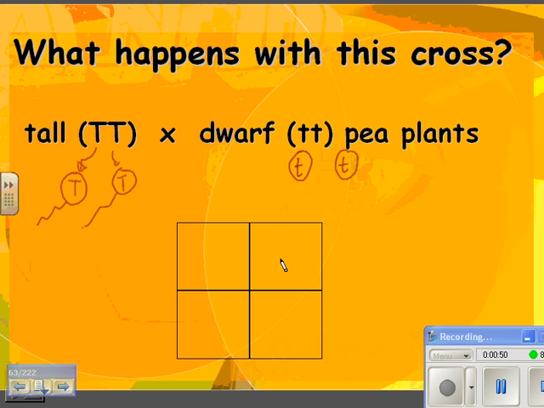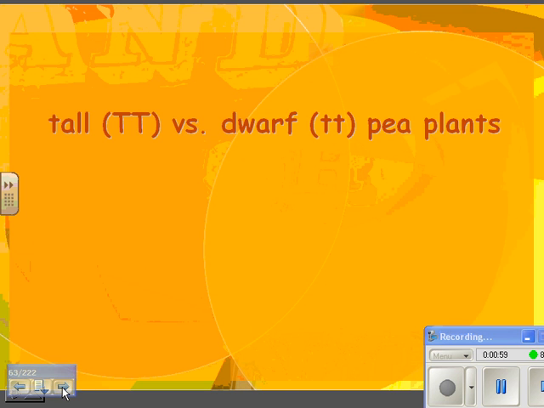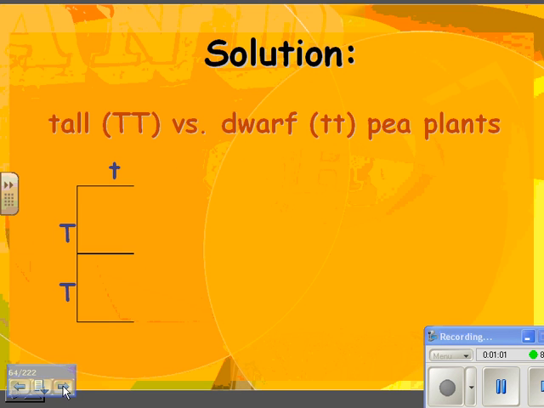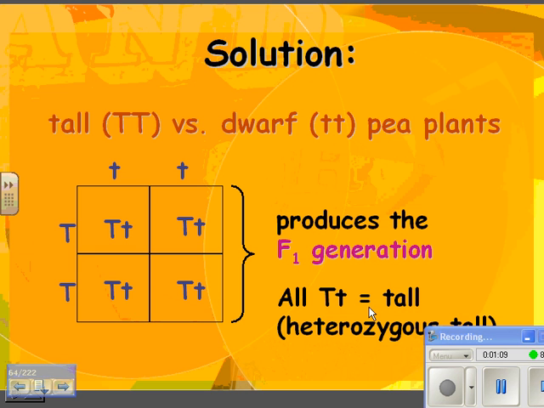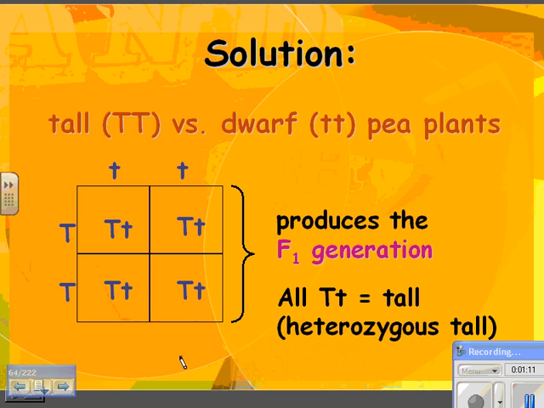So you really don't even need to do this kind of Punnett square for this one, but let's do it anyway. So little t from the mom and big T from the dad. And when you fill that in, it looks like this. You get a big T and a little t. So every single one of them is tall. So it produces the F1 generation, big T, little t, and they are all tall and heterozygous because you have them different. Homozygous would be when they're the same like that.